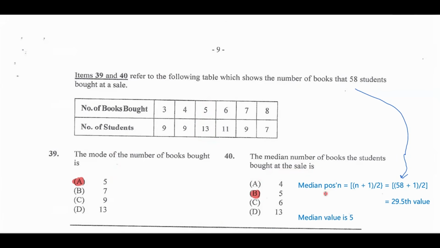40. The median number of books the students bought at the sale is? Median position, sorry, n plus 1 over 2. 58 students in all, so it's 58 plus 1 over 2. That's 59 over 2, which gives the 29.5 value. So we add, going across, 9 add 9 is 18. 18 add 13 will be 31. So obviously the 29.5 value, or the 30th person, will be in here, which corresponds to 5. So B is your answer.